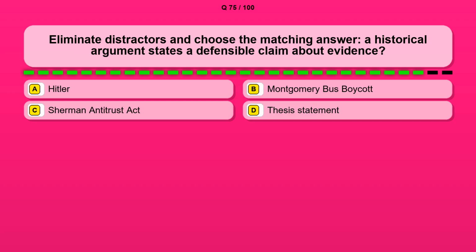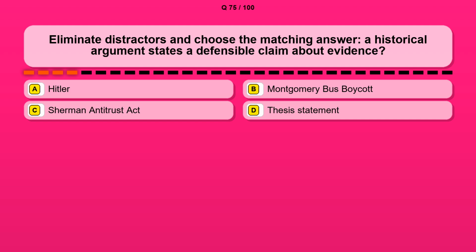Question 75. Eliminate distractors and choose the matching answer. A historical argument states a defensible claim about evidence. Option A, Hitler. Option B, Montgomery bus boycott. Option C, Sherman Antitrust Act. Option D, thesis statement.